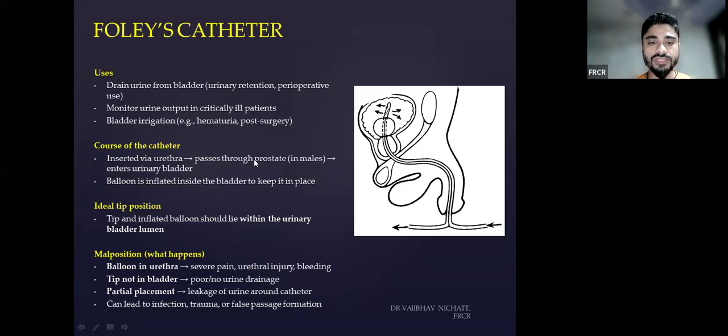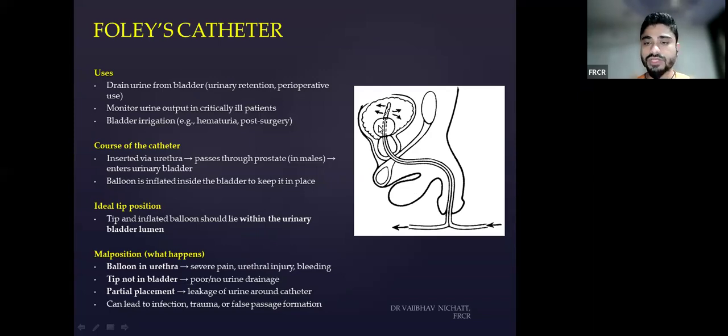From the urethra, passes through the prostatic urethra in males and enters into the urinary bladder. Balloon is inflated inside the urinary bladder lumen to keep it in place. What is the ideal tip positioning? The tip and the inflated balloon should lie within the urinary bladder lumen. What happens if there is malposition?